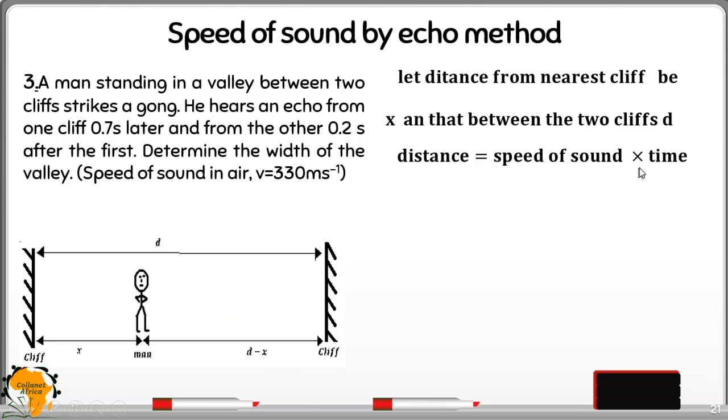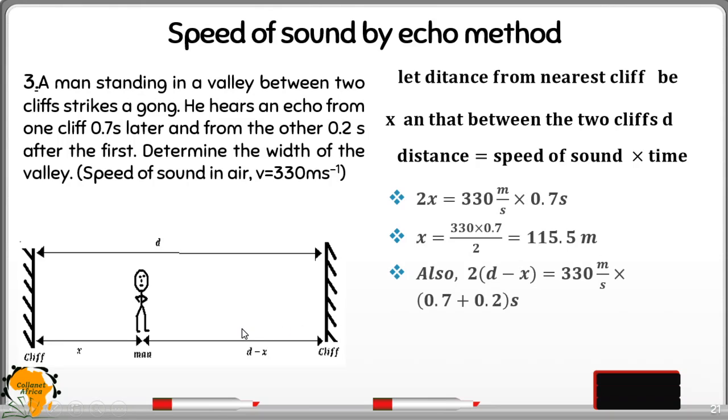Distance is speed times time. The speed is given. But remember, we are taking the distance to be twice because the sound will have traveled twice this distance. So 2x is equal to speed of sound, 330 meters per second, multiplied by the time taken, which is 0.7 seconds. When you multiply this, to get the value of x, you need to divide by 2. You get that x is 115.5 meters.